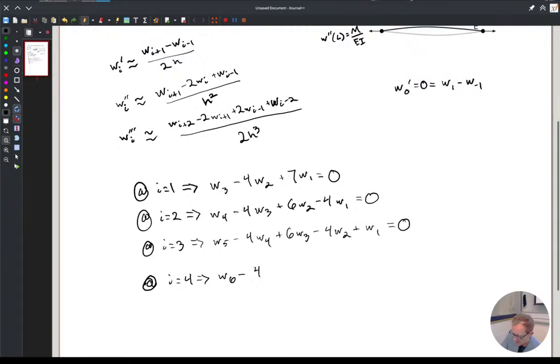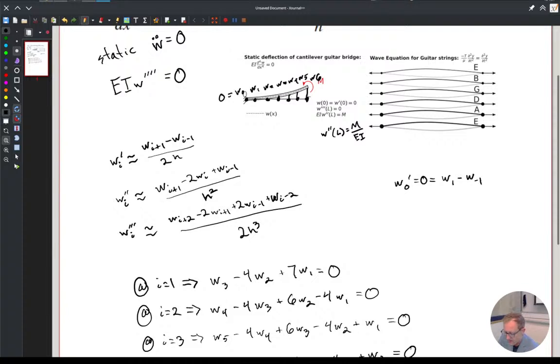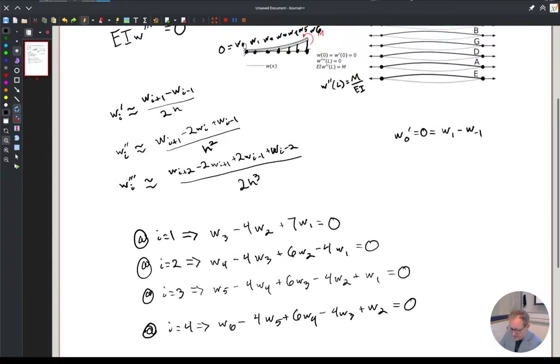w6 minus 4w5 plus 6w4 minus 4w3 plus w2 is all equal to 0. This is the last equation where boundary conditions are not affecting it. So 3 and 4 are right in the middle, and all those fourth derivatives only depend on everything that's in the beam. So the boundary condition is not directly affecting those equations.